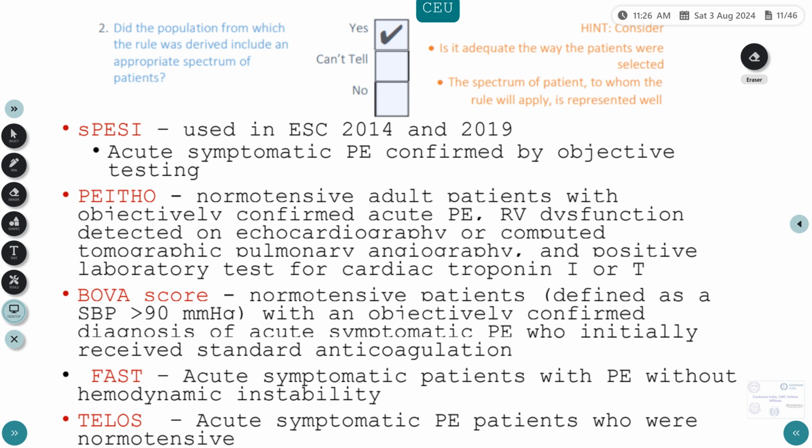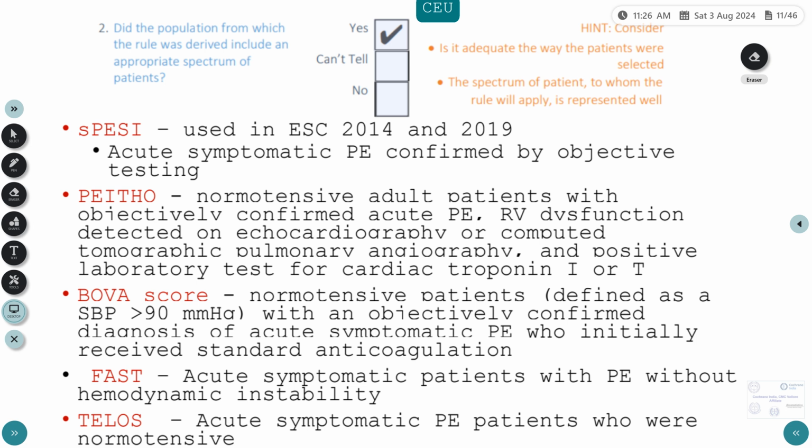So coming to the pulmonary embolism severity index, which was used in the ESC scores. That has been derived from patients with acute symptomatic pulmonary embolism, again confirmed by objective testing, which could be a CT pulmonary angiography or a lung perfusion scan. But they looked at all patients, not just hemodynamically stable patients. They looked at unstable patients as well.